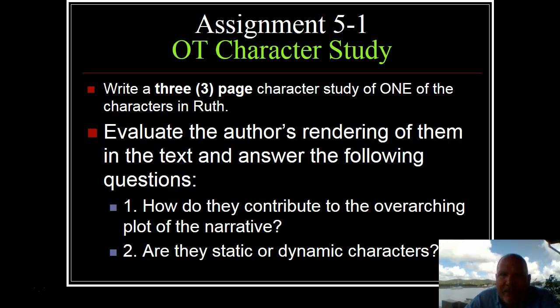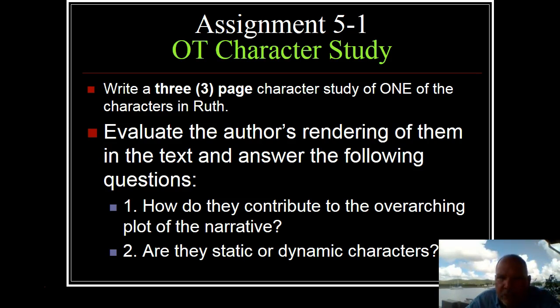So in assignment 5.1, we're doing a character study. I want you to write a 3-page in-depth character study of one of the characters of Ruth. In your chart, you did a brief overview of all the characters in Ruth. Now I want you to pick one and really dive deep. I want you to evaluate the author's rendering of the character you choose in the text and answer the following questions. On the next couple of slides, we have several questions.